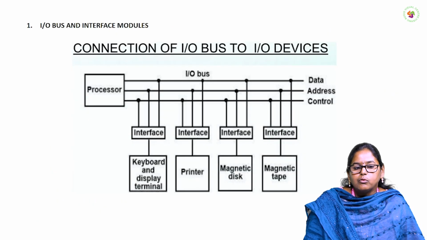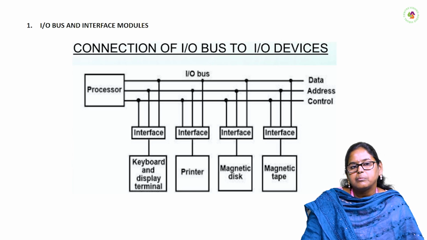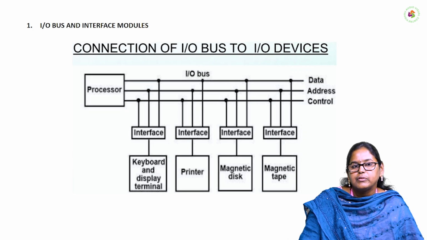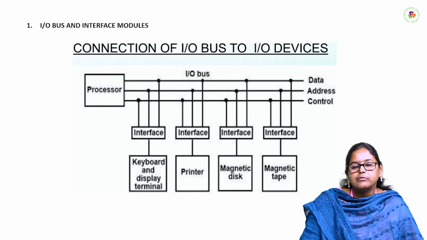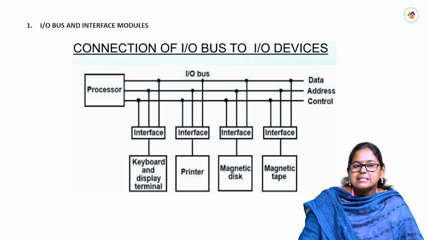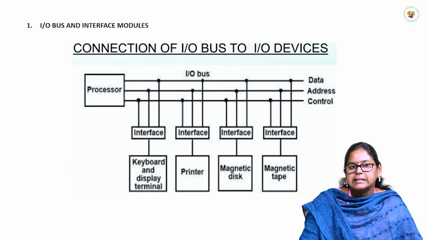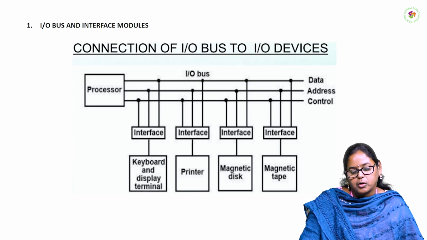When we go with the I/O bus and the interface module, the diagram here represents the connection of the processor with different peripheral devices. You can see the processor, that is, the CPU, which is connected to the different I/O devices: the first one is the keyboard and display terminal, the second is a printer, the third is a magnetic disk, and the fourth is a magnetic tape. These are all the I/O devices connected to the processor.